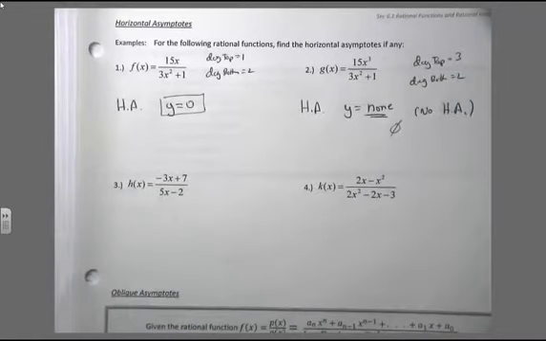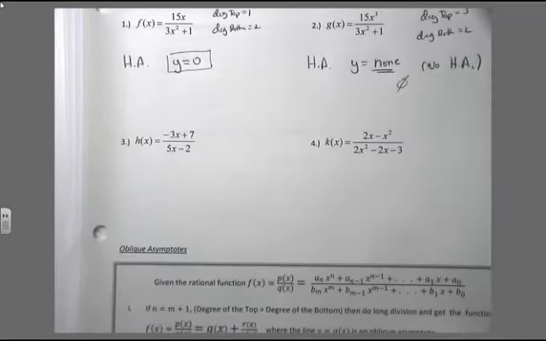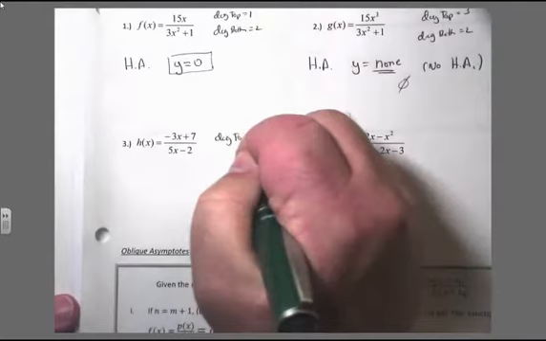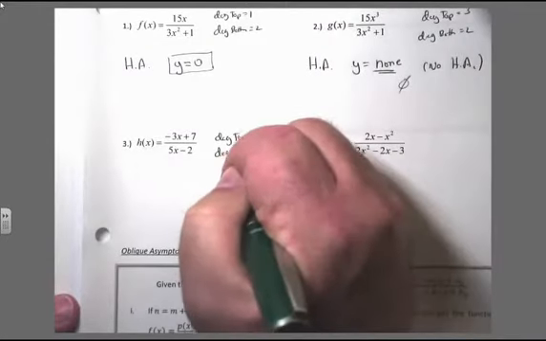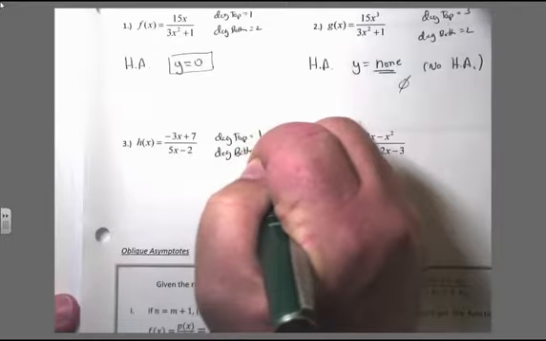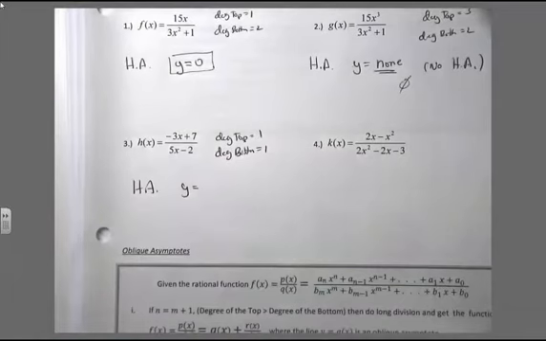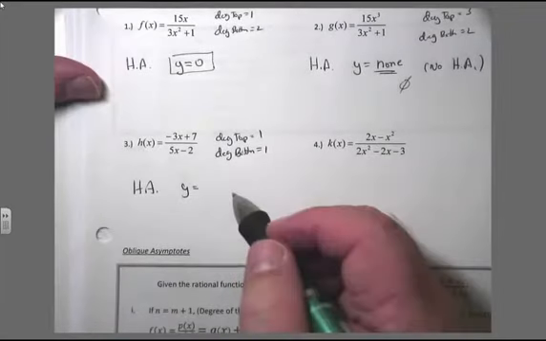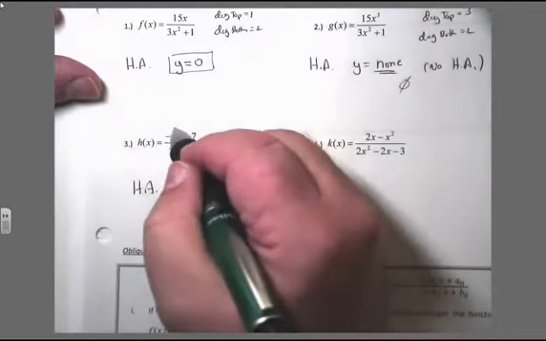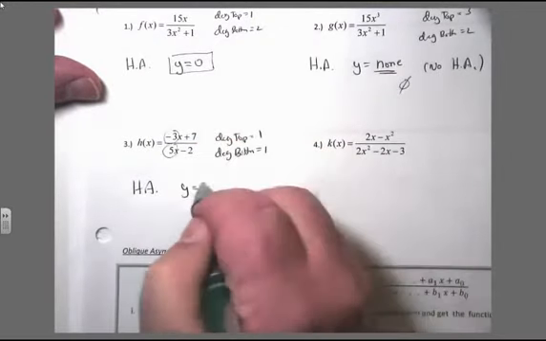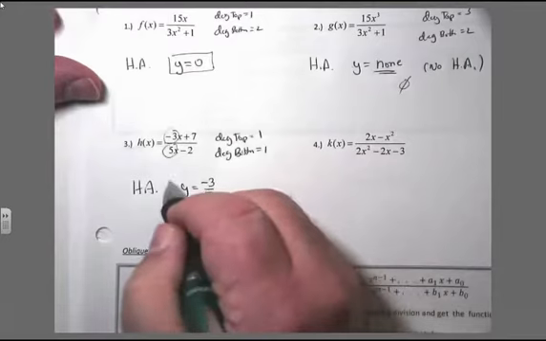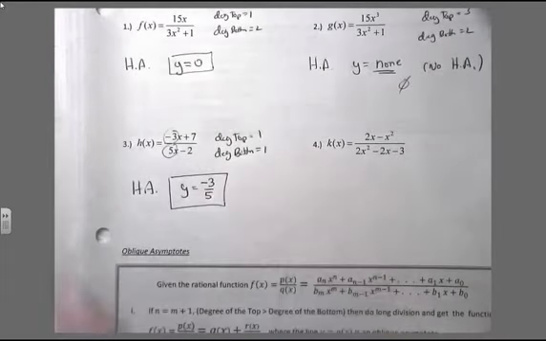All right, let's try this one. H of x is equal to negative 3x plus 7 divided by 5x minus 2. What is the degree of the top? 1. What is the degree of the bottom? 1. What is the horizontal asymptote? Y equals what? Very good. It's the ratio of the leading coefficients. The leading coefficients are negative 3 over 5. The answer is y equals negative 3 over 5.